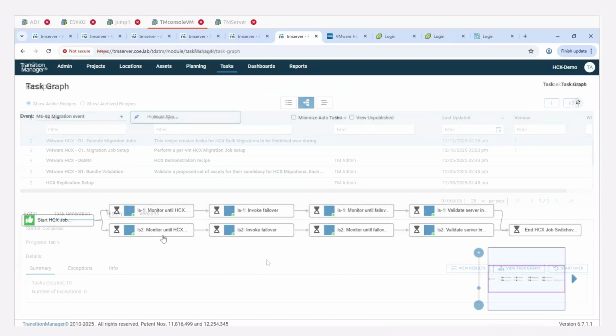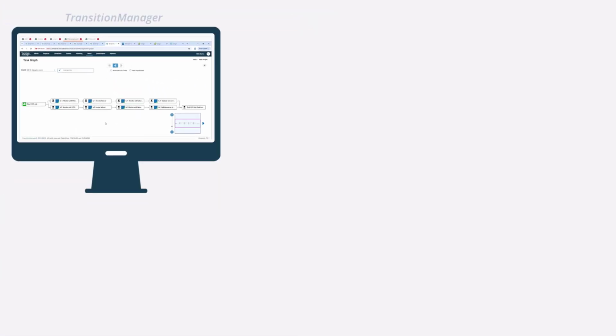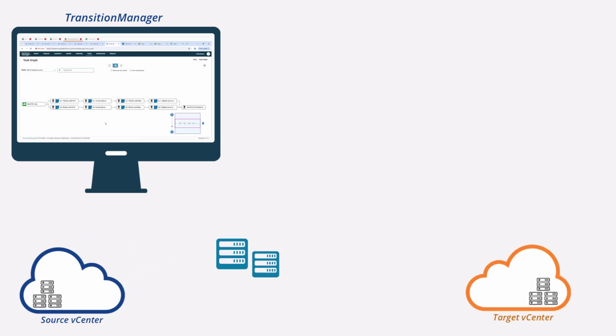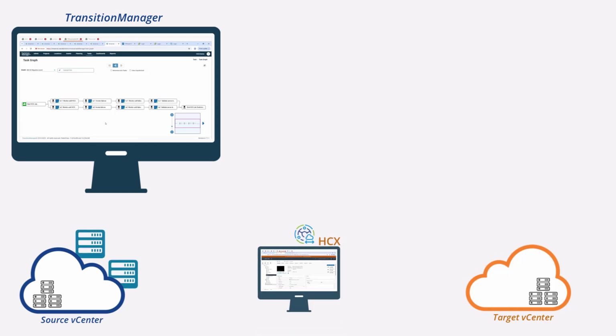Now let's take a look at the workflows and understand the various systems involved. Tasks that will orchestrate efforts exist within the Transition Manager web platform. Our goal is to migrate two servers from their current or source vCenter environment into a target vCenter environment. To perform the migration, we'll be using HCX software.